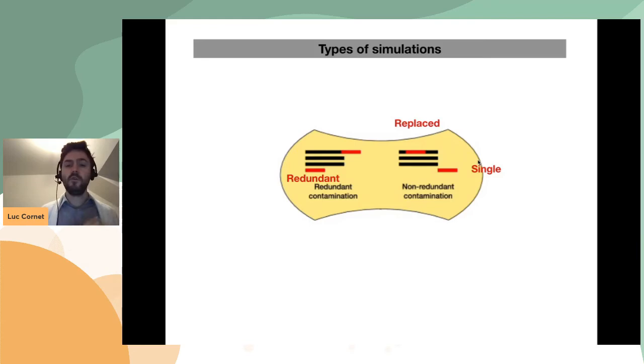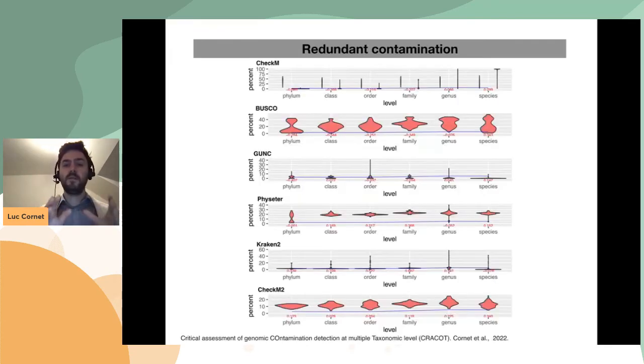And we run multiple tools on this simulation, and we made the simulation at different taxonomic ranks to have an idea about the efficiency with an increasing difficulty on the taxonomy.